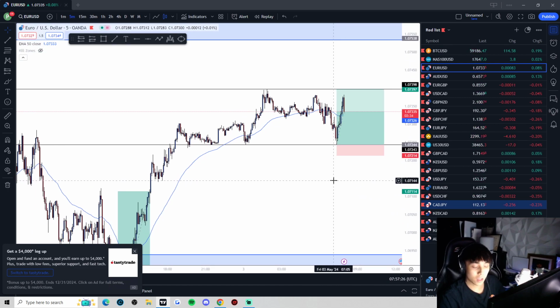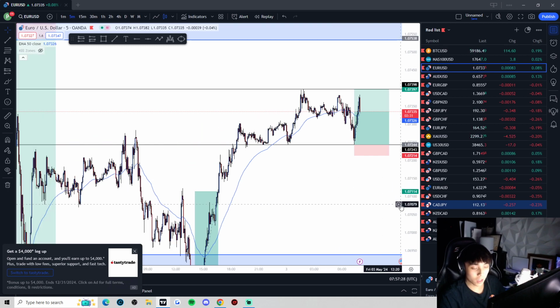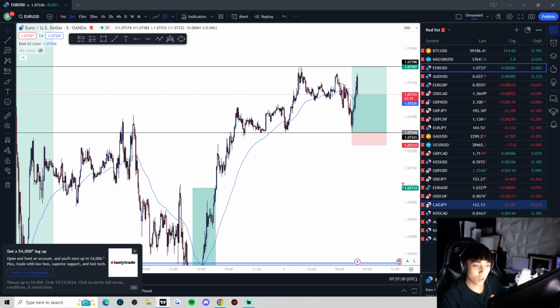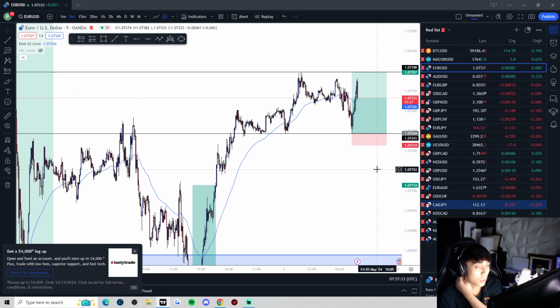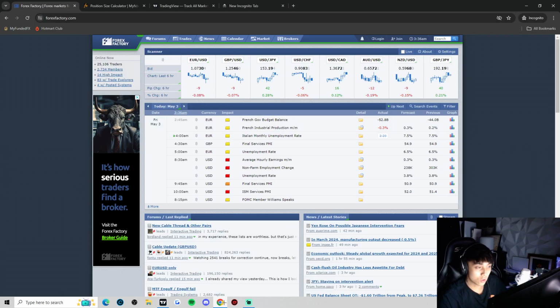Fair value gaps, break and retest, EMAs. There's lots of things that go into trading, but that's something I'm going to be talking about a little bit later in future videos. As of right now, I'm just trying to show you guys what kind of tools a beginner should have to start trading. And so Forex Factory is number one.